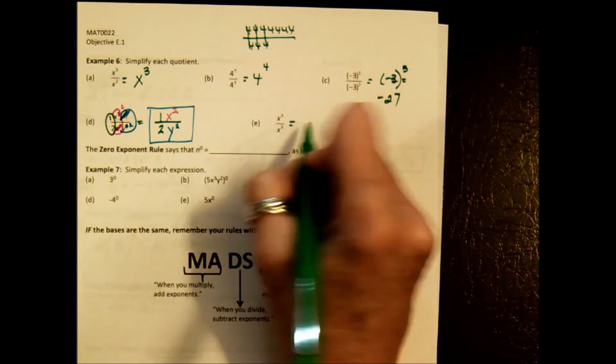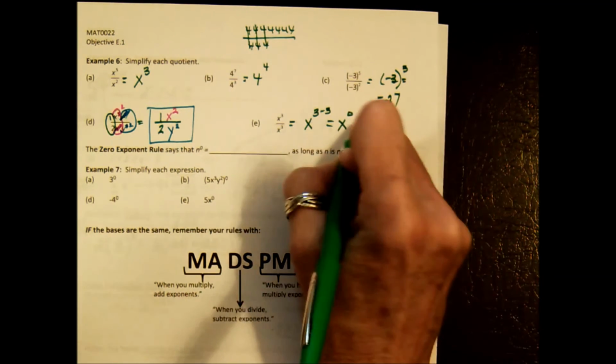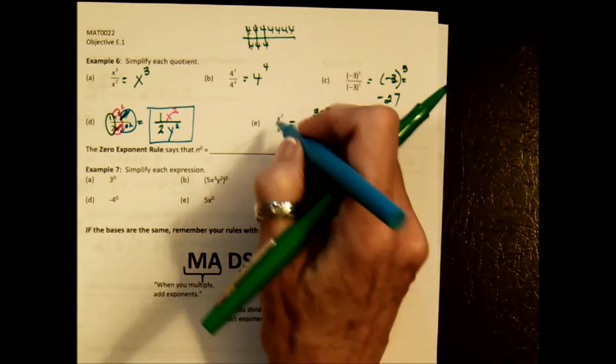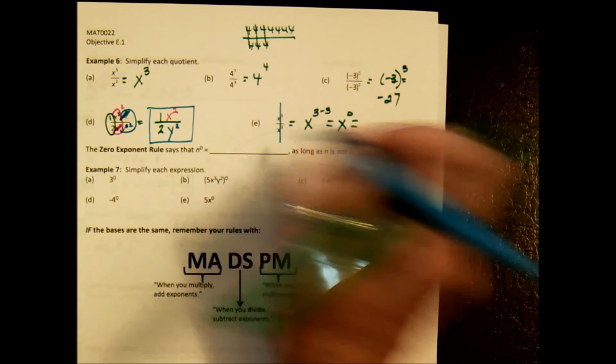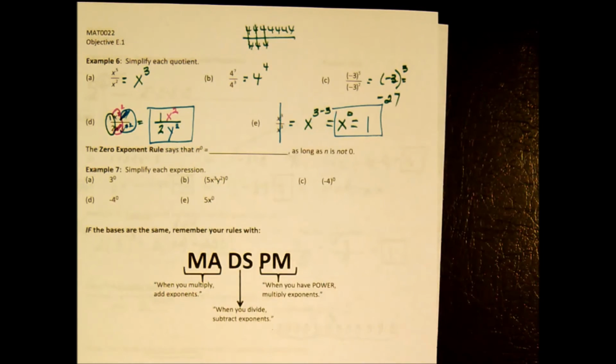Well, what is this? This would be x to the 3 minus 3, which is x to the 0. But what is x to the 0 equal to? Well, let's go back to what we originally had. Anything over itself we know is equal to 1, so x to the 0 has to be equal to 1, and it is.